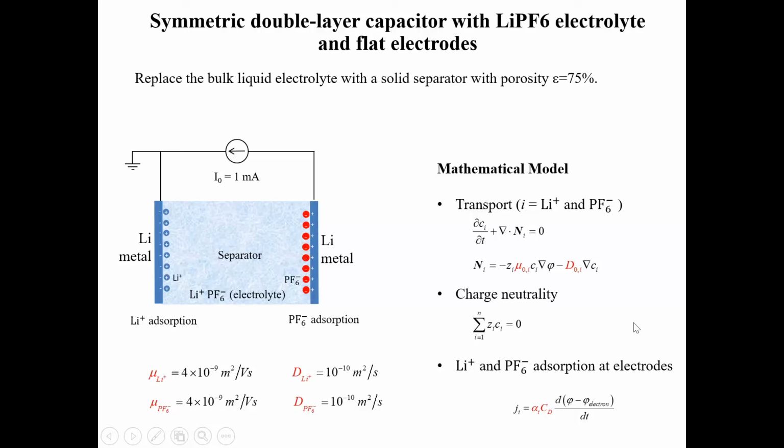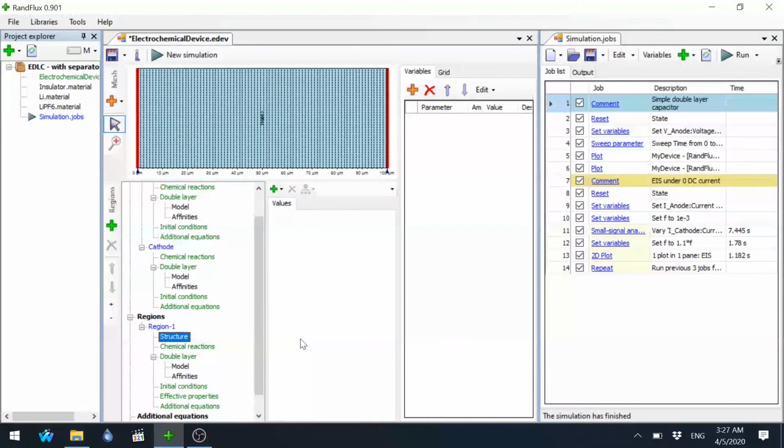In this video, we'll be doing what we did before in the previous video with the EDLC, but this time we're going to be having a separator. And this separator is going to have a porosity of 75%. So in this video, we're going to be simulating a double layer capacitor, but this time we're going to be adding a separator into the mix.